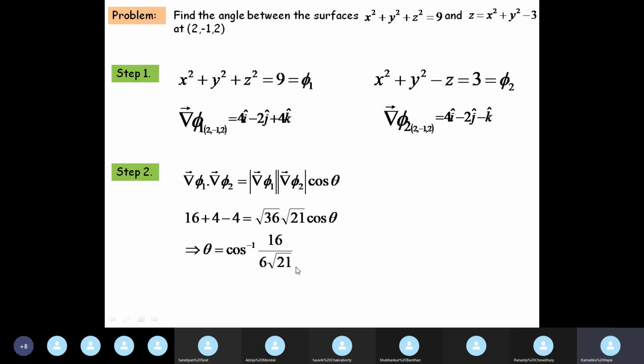So basically it is a very easy problem, but you just need to know the method of how to do it, and it also signifies the geometrical interpretation of the gradient of a function when the function represents a surface.